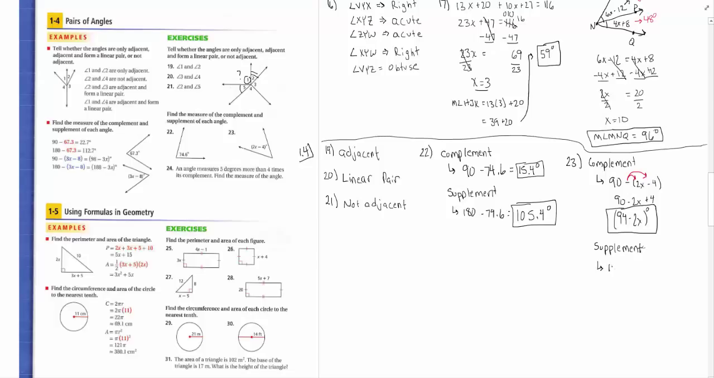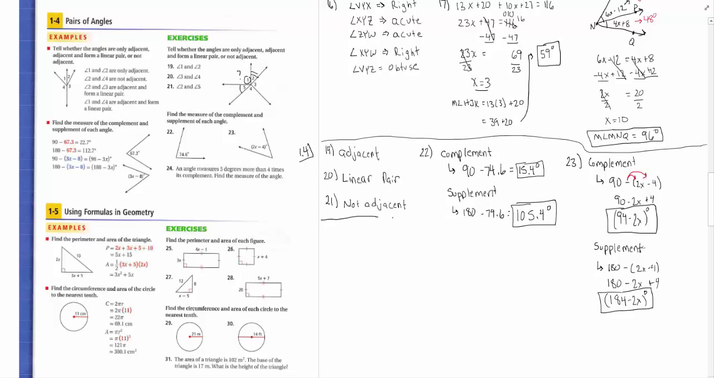So that's going to be now 180 minus 2x minus 4. Just like before, you distribute that negative. So you're going to get 180 minus 2x plus 4, or 184 minus 2x. Same difference, except now it's 184, not 94. So that's going to be your supplements and your complements.